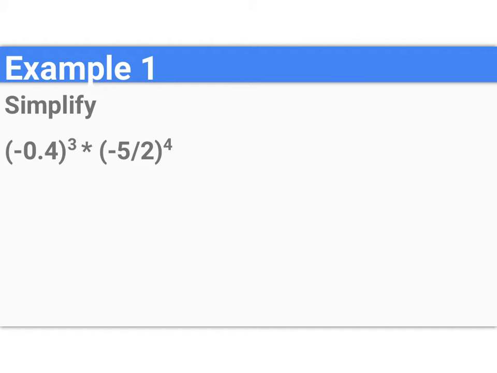All right, so our first example, negative 0.4 cubed times negative 5/2. All right, so let me rewrite that. Negative 0.4 cubed times negative 5/2 to the 4th power. Okay, and then we're just going to go ahead and multiply this. And so we put all of this in the calculator. You can just type it in just like it's written, with the parentheses and everything.